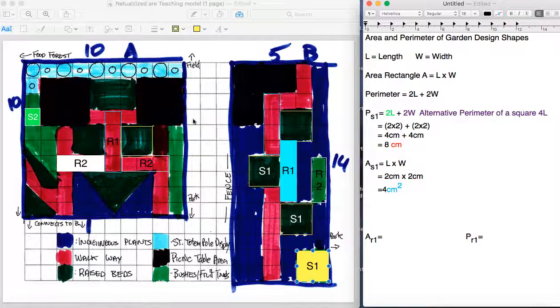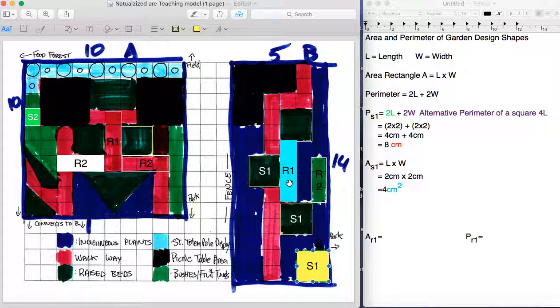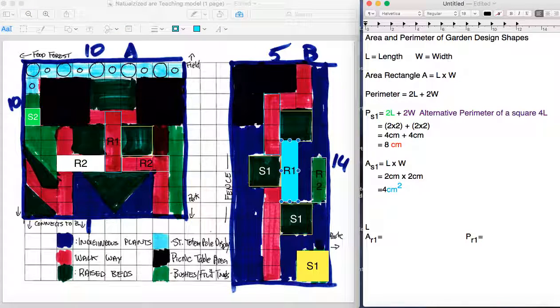Now, there's a whole bunch of squares I could do there. Next thing we're going to take a look at is the area of a rectangle. So let's take this area of rectangle 1. I've highlighted it here, so it's 1, 2, 3, 4 by 1. So the length of this is going to be 4 centimeters. My width is going to equal 1 centimeter.